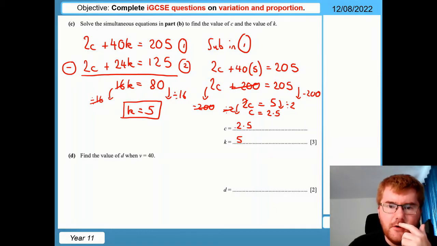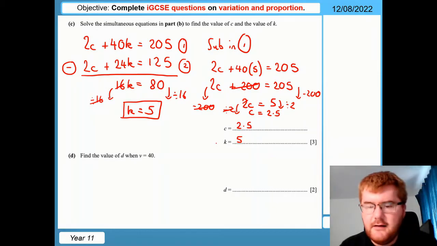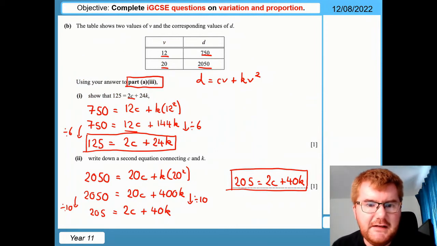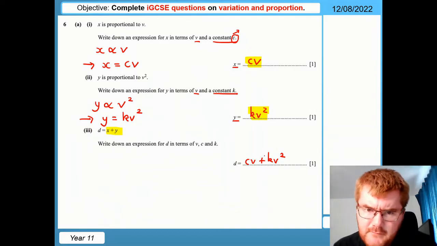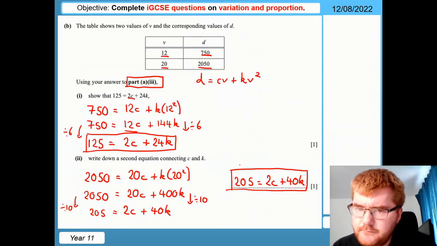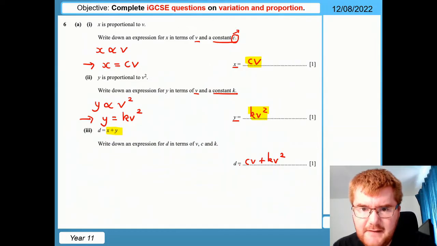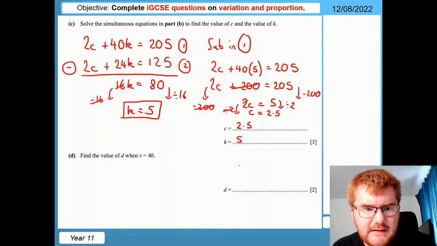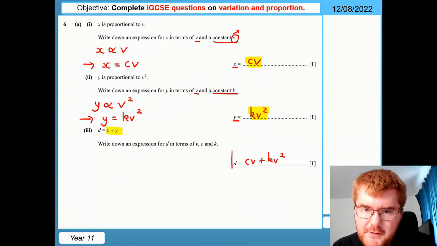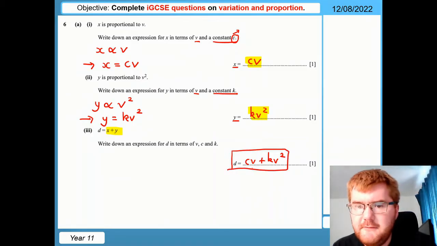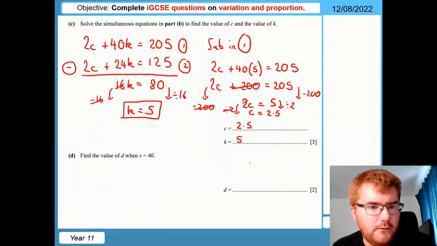And the last question here is utilizing what we've already looked at. So now we know what C and K are. If we go back, again, this kind of non-linear paper, we need an equation that actually has V inside it. So notice that we've worked out C and K. So that's useful to know. And we need to work out the value of D when V is 40. So if we take this very first equation here, we now know all the information. We know what D is, we know what V is, we know what C is, and we know what K is.